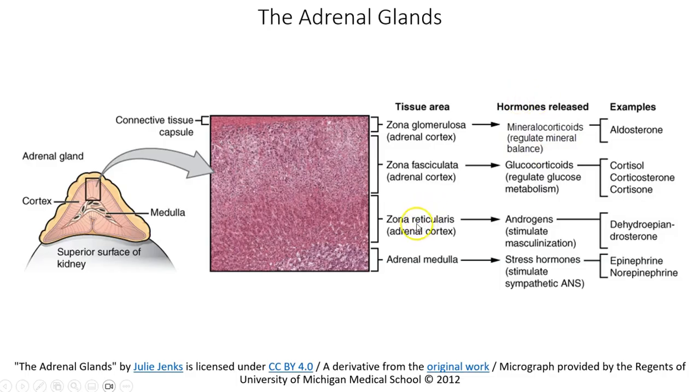And then our last zone here, the reticularis zone, we're producing androgens. These are going to stimulate something called masculinization, which is giving somebody more of what are traditionally considered masculine features, so deeper voices and stuff like that. These are only going to be in very, very small quantities coming out of the adrenal glands. Most of those androgen hormones are going to be produced by the gonads, the ovaries and testes, not the adrenal gland, but it does make enough of it to be considered part of that particular system.